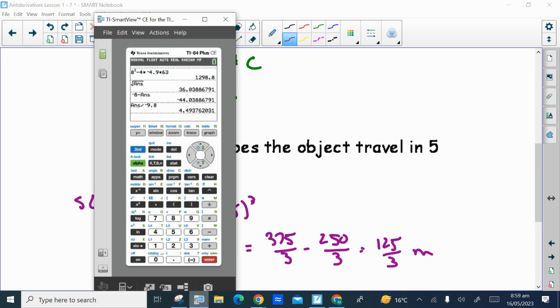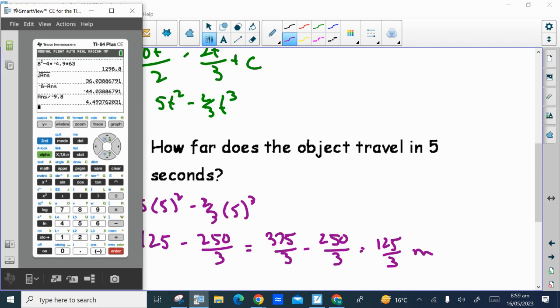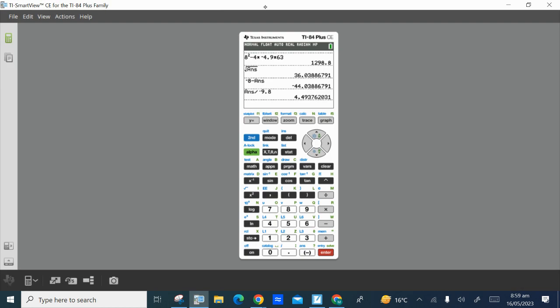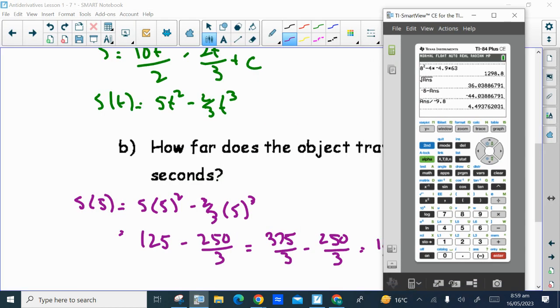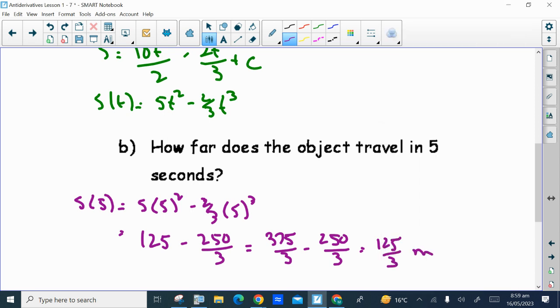Let me just check all that, but I think that's right. And 25 times 3 for my new numerator is 375 minus 250. Yeah, it's 125 over 3. So it's 41 2/3 meters.